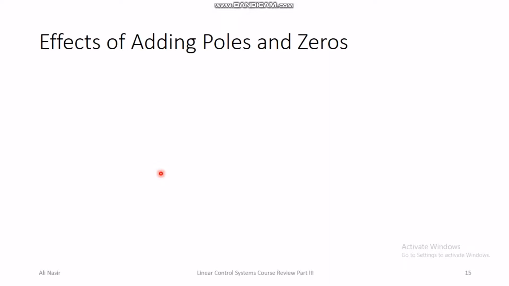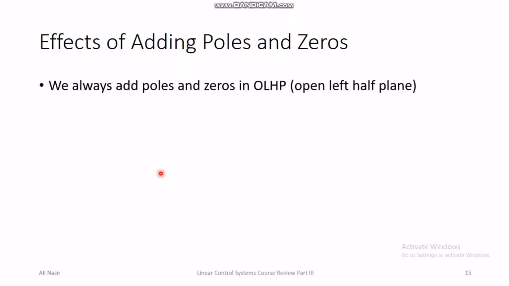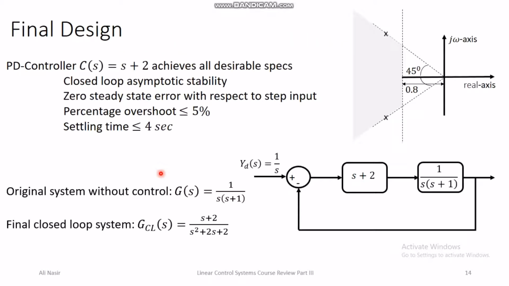Effect of adding poles and zeros: we always add poles and zeros in the open left half plane. So how are the poles and zeros added? By designing this controller, we basically add a zero to the system, because the plant has 2 poles and no zero. But when you connect in series this s plus 2, the overall system will now have 1 zero and 2 poles. So compared to the open loop system, the closed loop system has been added a zero at s equal -2, which is in the open left half plane.